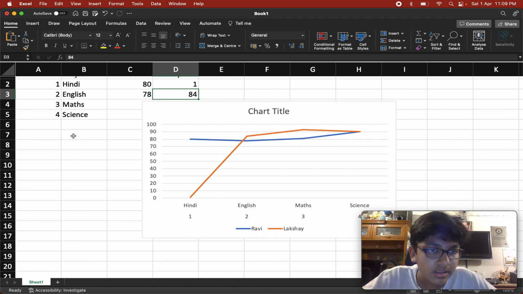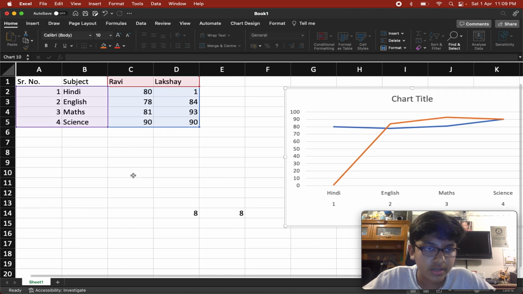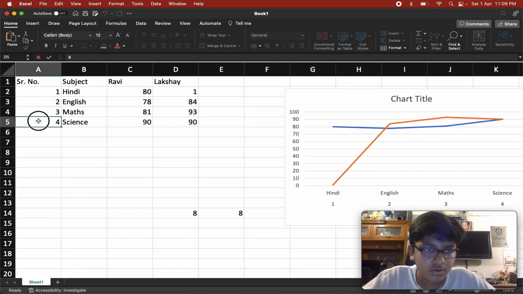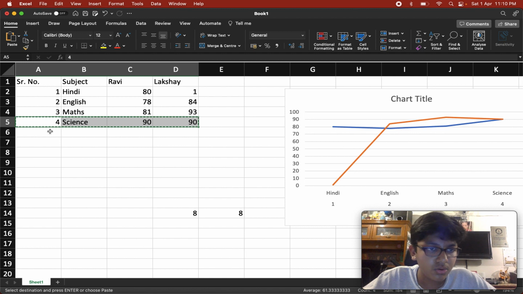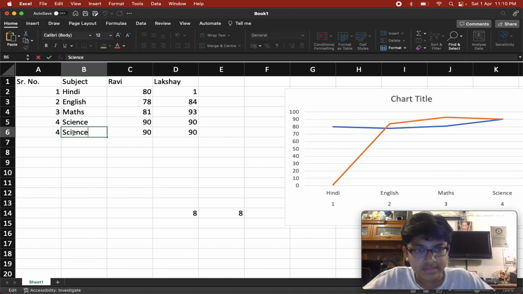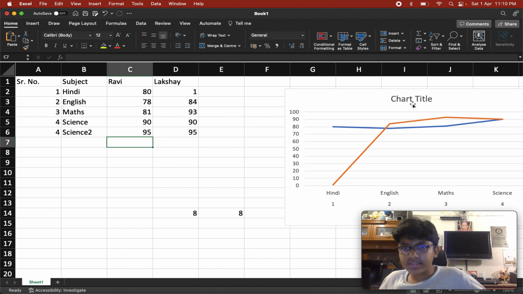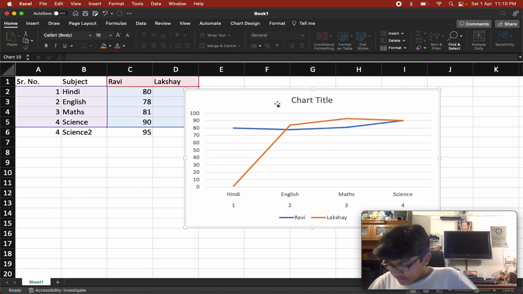So for example, if I just move this chart, then copy this row and paste it here, I don't see any change in the chart. Let's just say science 2, and I'll say 95 and 95, right? We can't see any change in the chart. So it can be done with the following steps. How do we do it? All right, let's see.